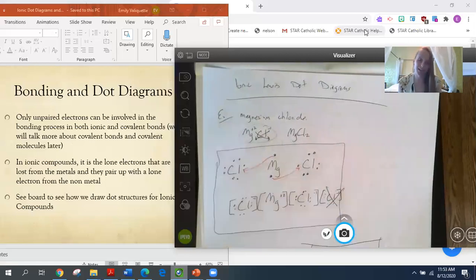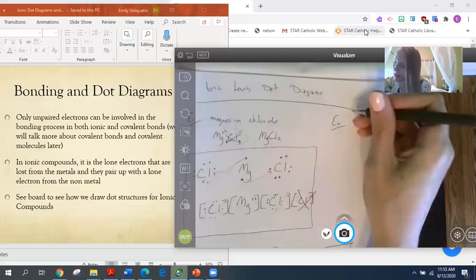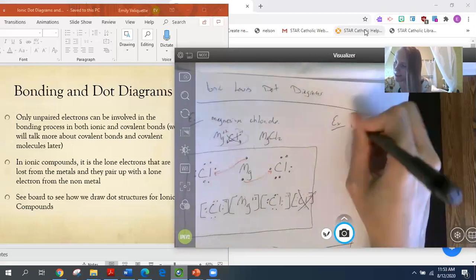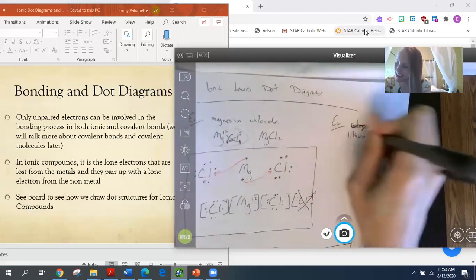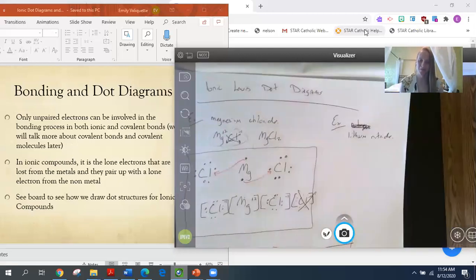Okay, I'm going to give you guys an example to try now. So I would like you guys to try to draw lithium nitride. Pause here and then come back to the answer.